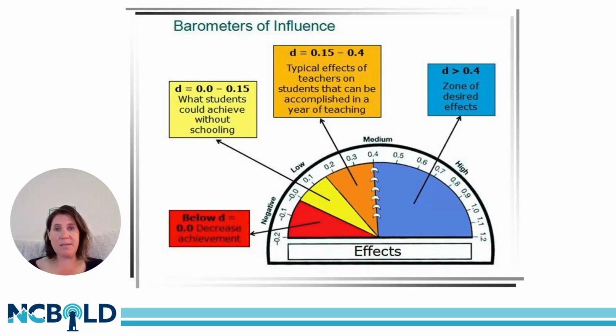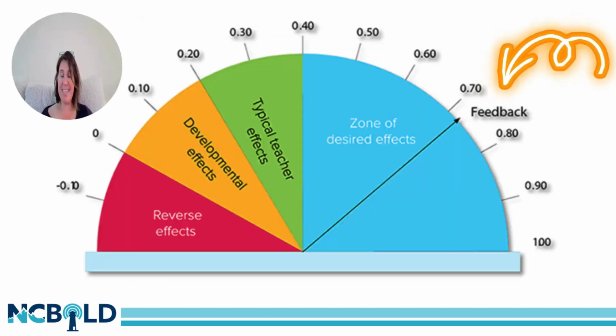Here we see what students could achieve without schooling, from 0 to 0.5, and then below is a decrease in achievement. So when we're looking at strategies in our classroom, we want to try to be in that greater than 0.4 section.